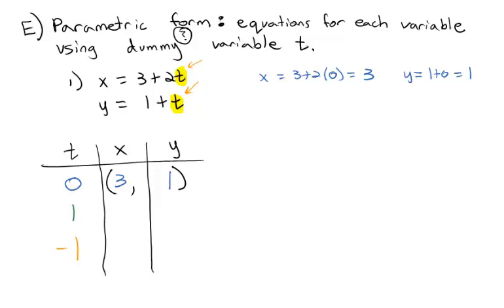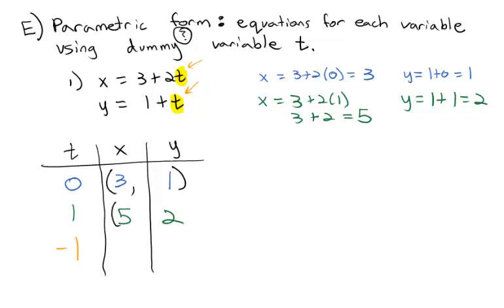In green, we go back and do it again, but this time we're going to plug 1 in for t. So x is 3 plus 2 times 1, or 3 plus 2, which is 5. So x is 5. And y is 1 plus t. T we said was 1. 1 plus 1 is clearly 2. So this gives us a second point on our graph of 5 comma 2.